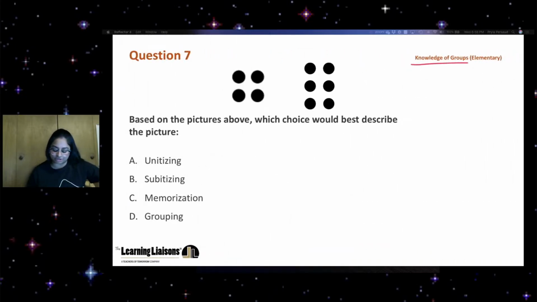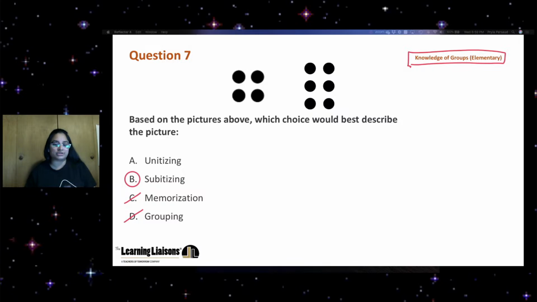All right, so this is knowledge of groups. So if you understand what these look like, you will understand the question. So question number 7 gives us these 2 dots. They have dots that are grouped together, and it asks us, based on the pictures above, which choice would best describe the picture? I'll tell you right now, it's not memorization or grouping. It should and will always be, in this case, subitizing.